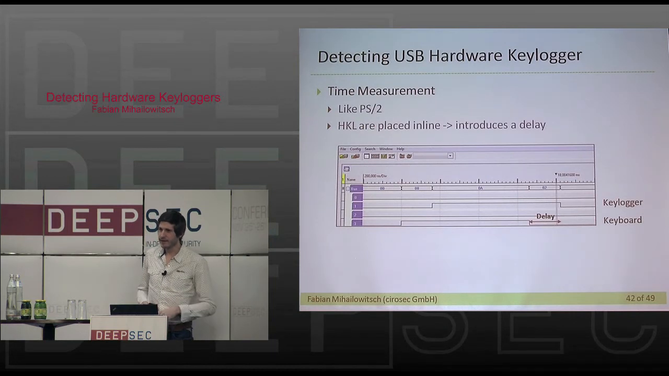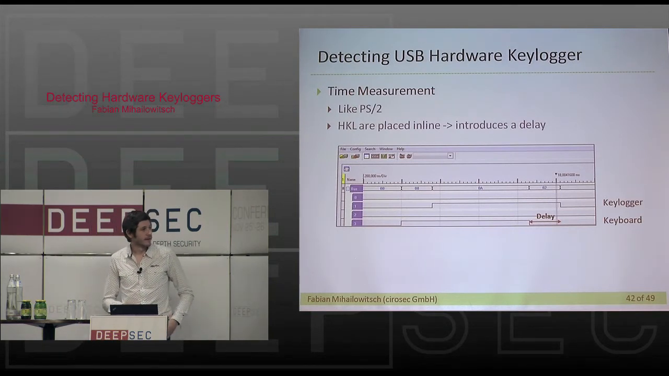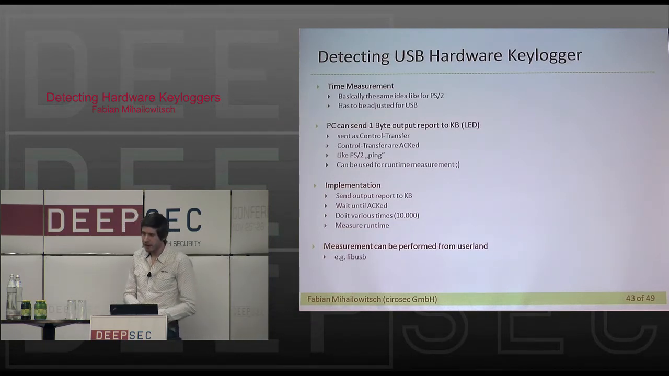The next idea, similar again to PS2. You can see the similarities. It's time measurement. Since the hardware keyloggers are placed inline, you can see it here too. The keyboard starts a transfer, the keyboard stops a transfer, and you have a dislocation at the keylogger. Basically, the idea is the same as for PS2, to measure it. The only problem is that before, we had various KBC commands we could use, and for USB we don't have those commands.